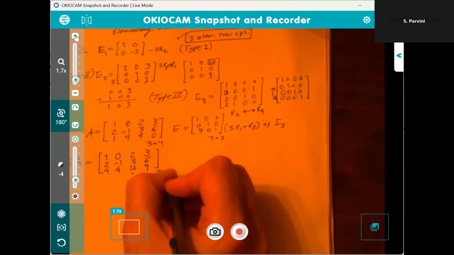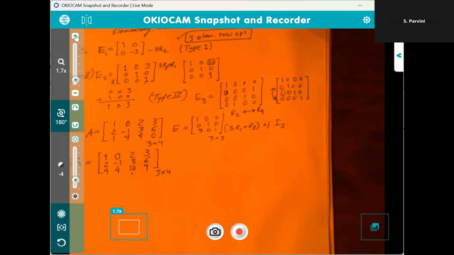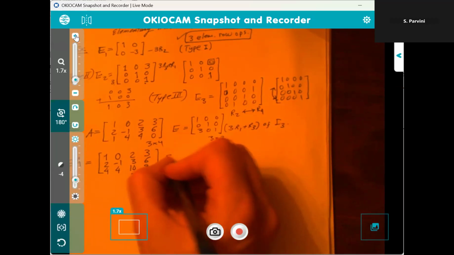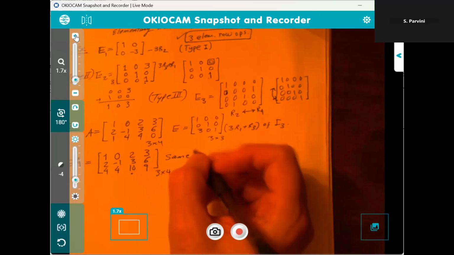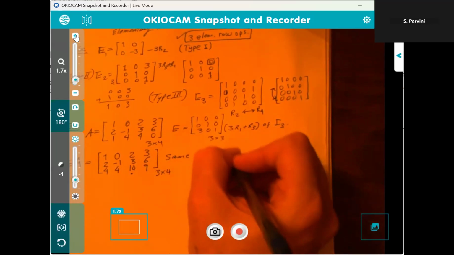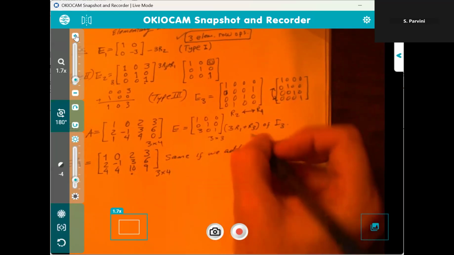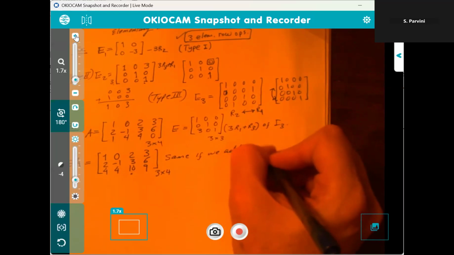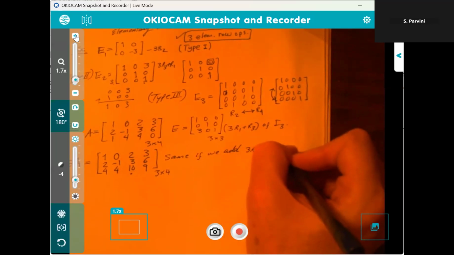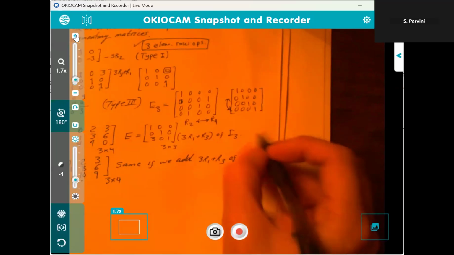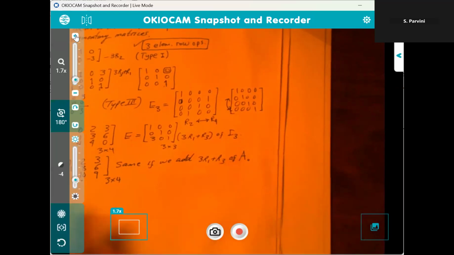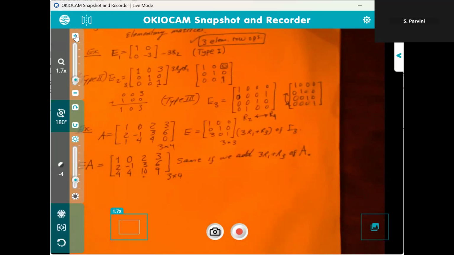Okay, now here's what's interesting. It's like, what's the big deal? With the matrix EA you see here, this would be exactly the same matrix. The same if we add 3R1 plus R3 of matrix A. Isn't that cool?